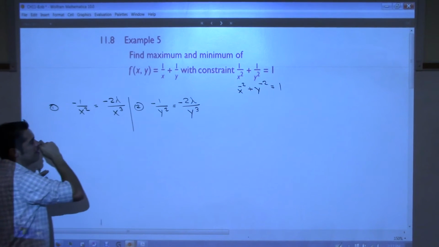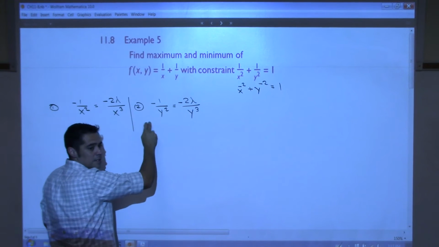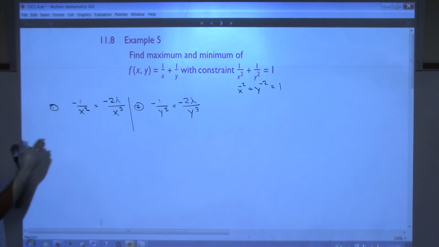Okay, yeah, I see what you're saying. So multiply here, both sides by x cubed. Multiply right here, both sides by y cubed. They're both negative, right, on both sides?